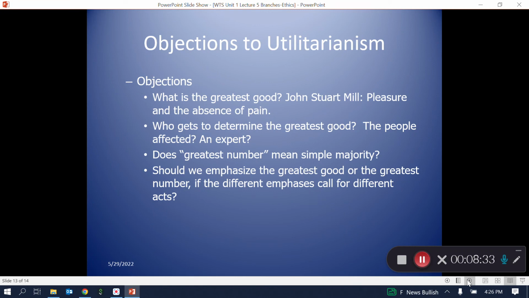Also, should we emphasize the greatest good or the greatest number if the different emphases call for different acts? For example, suppose a house is a greater good than a car, but with my $100,000, I can buy one person a little house, or I can buy 5 people cars. Should I go for the greatest good or the greatest number? Utilitarianism doesn't answer that decisively.